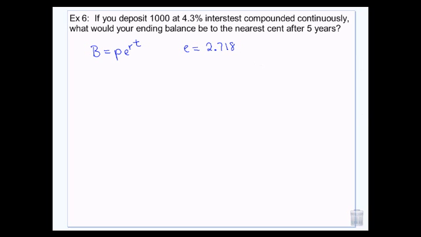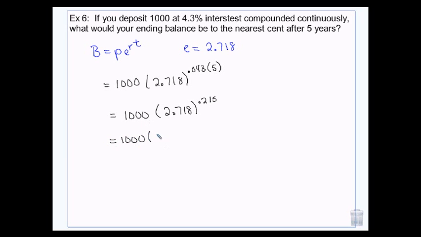So 2.718. We take our principal, which is 1,000. We're going to multiply that times 2.718 to our rate, which is 0.043, times the number of years, which is 5. So I'm going to do 0.043 times 5, which is 0.215. Whoops, I said 15 and I wrote 51. Then I'm going to take e, which is a button on the calculator. On this particular calculator, I have to do the second function e to the x. Then I put in my exponent, which is 0.215, and I'm going to get 1.239861897 and whatever. And I'm going to multiply it times 1,000.